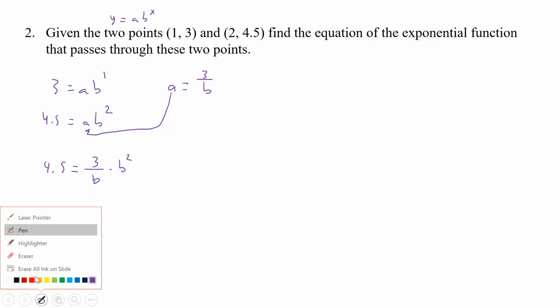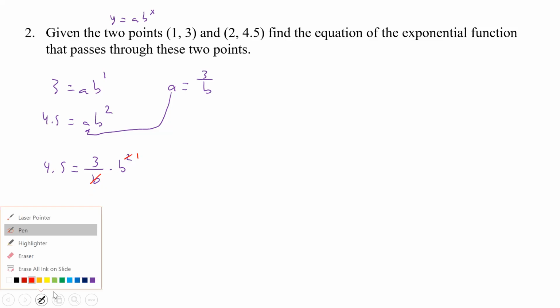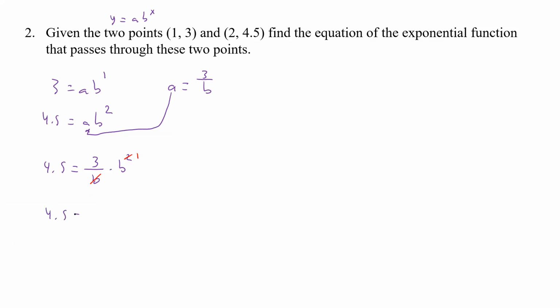Well, sure. Now I'm going to change colors here so I can see it. Well, this B is going to cancel one of those B's, and that gives me 4.5 equals 3B. Well, I can solve that. I divide both sides by 3, and B is equal to 1.5. Okay. Now, what does that give me? Well, now I can plug that in here, it looks like. And so A is going to then be 3 divided by 1.5.